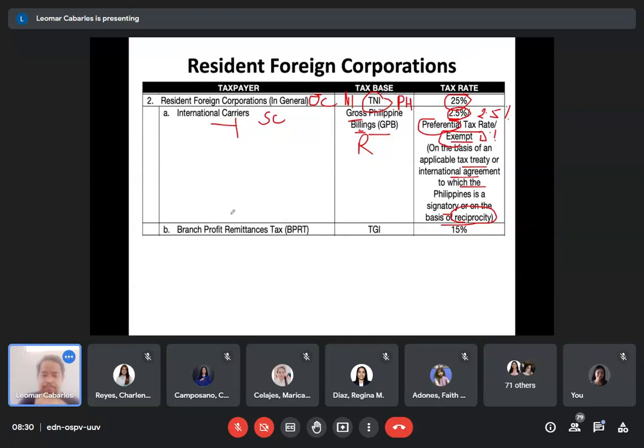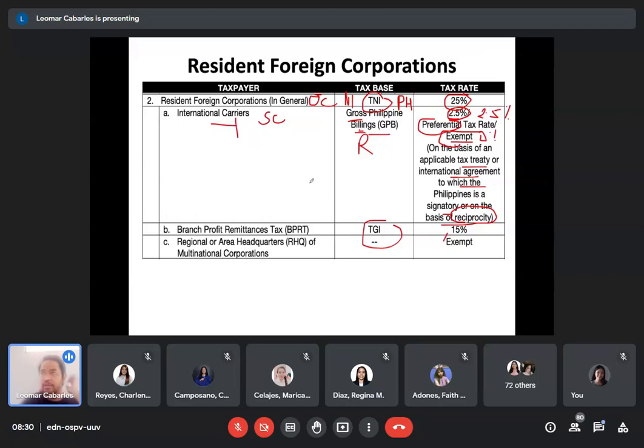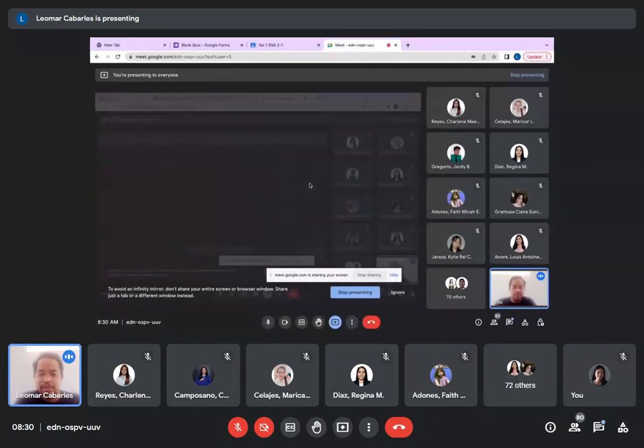Okay, so pag mga branch, merong branch profit remittance taxes, parang tax on dividends to. So, gross income ang basis, 15%. Ito yung pag ang foreign corp binalik niya na sa abroad yung kanyang earnings. So, sabi ng Pilipinas, bago mo ilabas yan sa Pilipinas, lalo na kung dollar yan or foreign currency, we will take a share muna in the form of taxation through branch profit remittance taxes.